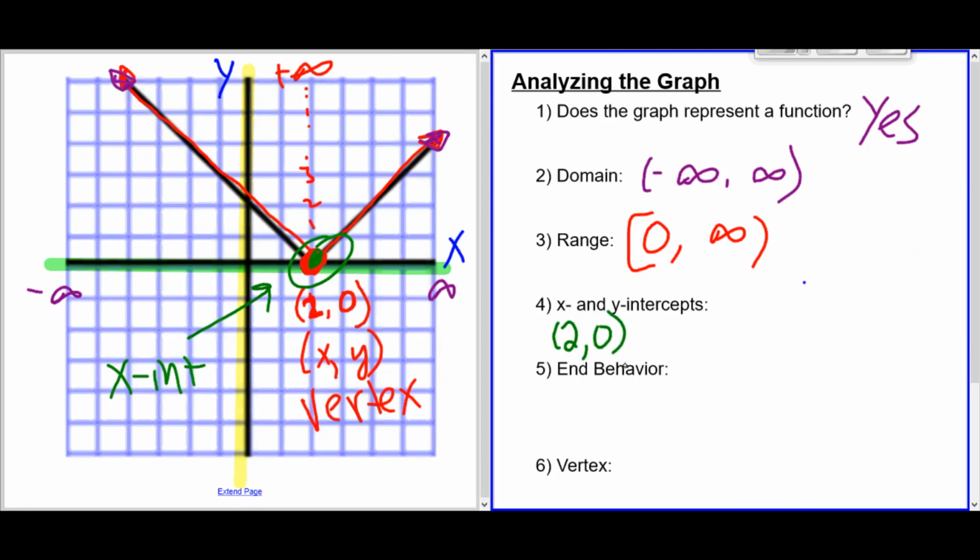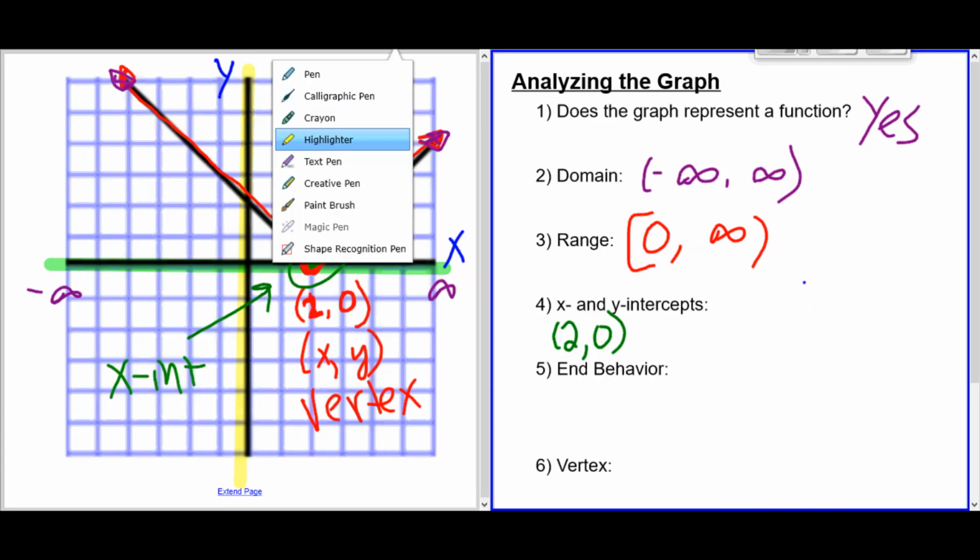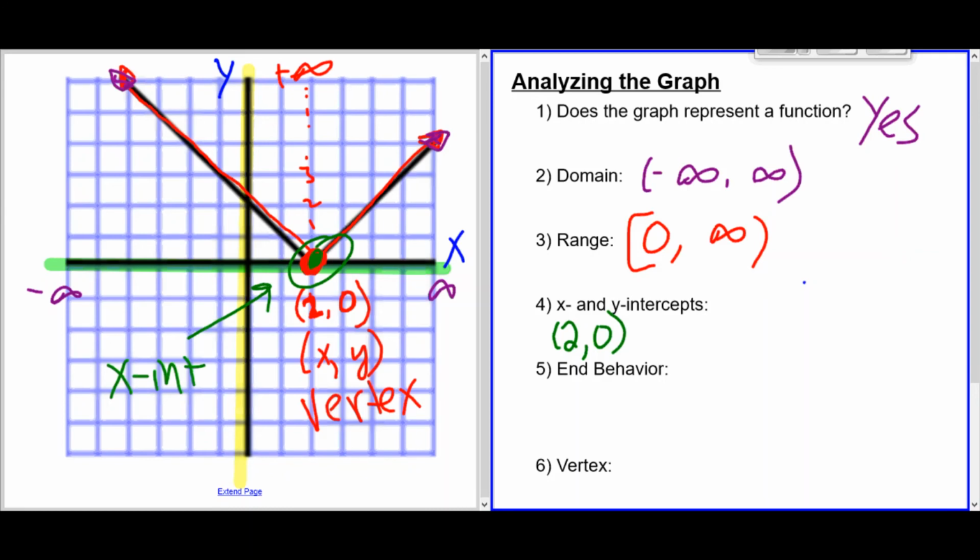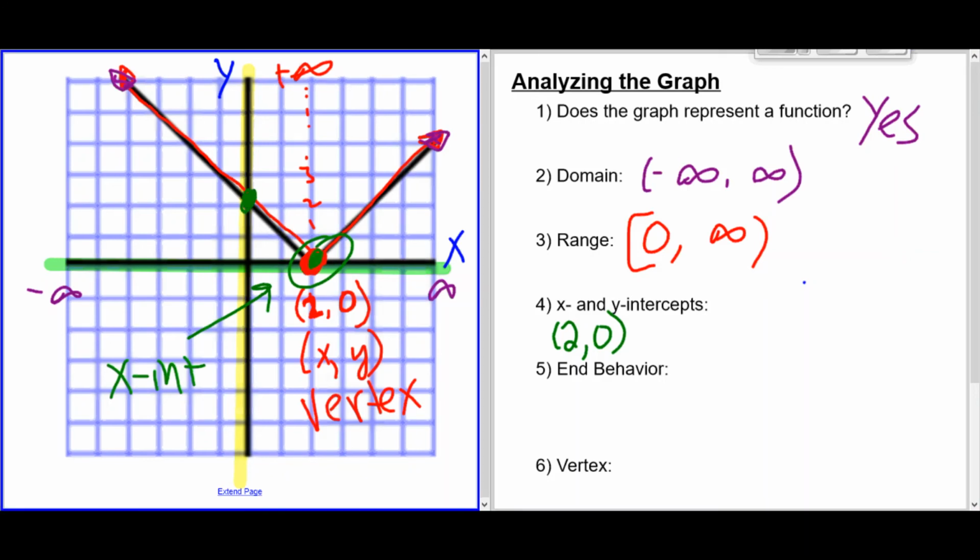The next one is the y-intercept. So that's where the graph crosses the y-axis. Here's the y-axis, which I highlighted in yellow. Where does this red line touch the yellow line? Well, it touches right here. So this is the point 0, 1, 2. So this is the point 0, comma 2. So my y-intercept is the ordered pair 0, comma 2.